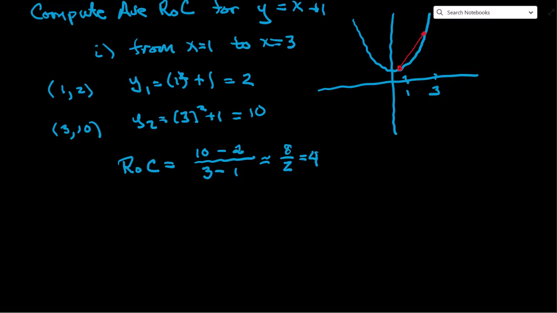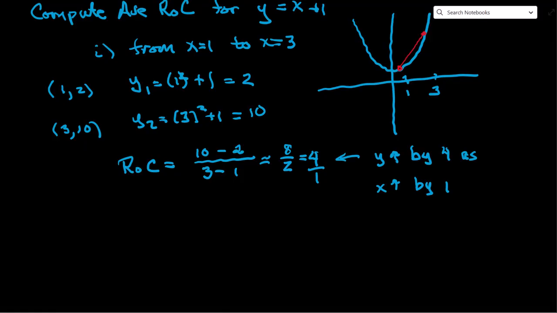Now remember, this 4 is really a fraction. What this says is that y increases by 4 as x increases by 1. So as we move 1 unit to the right, we're going to go up 4 units. That's really what this rate of change is telling us: for each increase of 1 in the x direction, y is going to increase by 4.